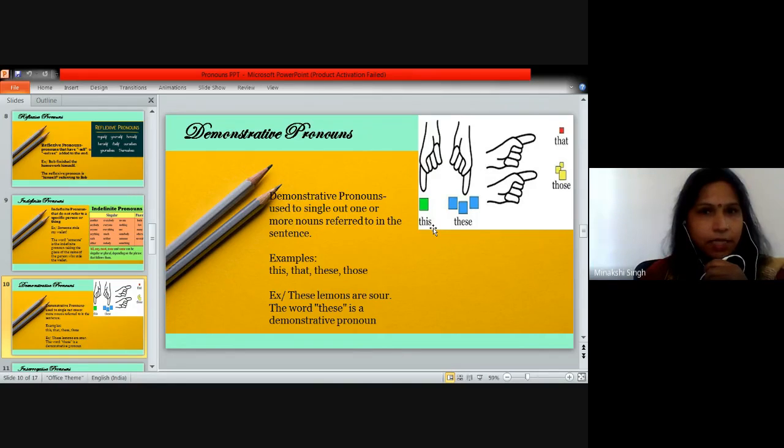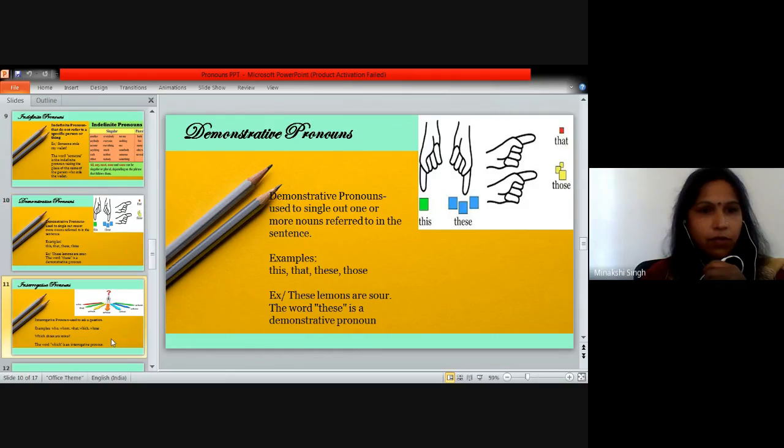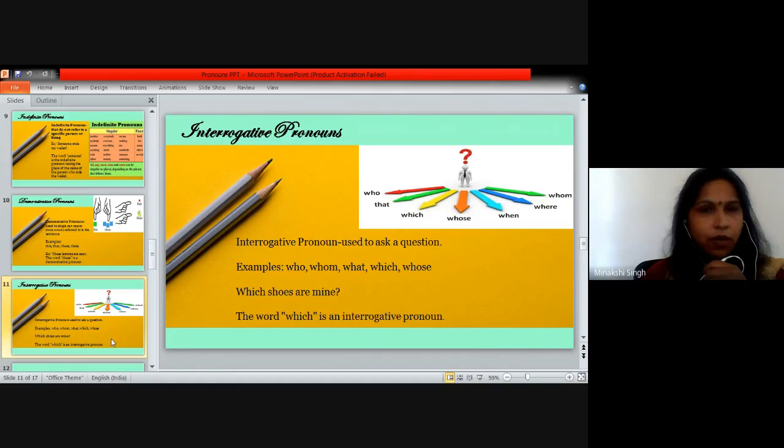This is a singular demonstrative pronoun, while these is a plural demonstrative pronoun. That is again a singular demonstrative pronoun, and those is again a plural demonstrative pronoun. So this and these are used for things at hand, and that and those are used to talk about distant things. So students, this was about demonstrative pronouns, and now we are going to discuss interrogative pronouns, right?